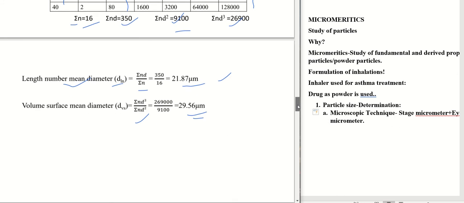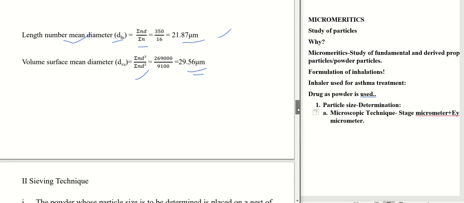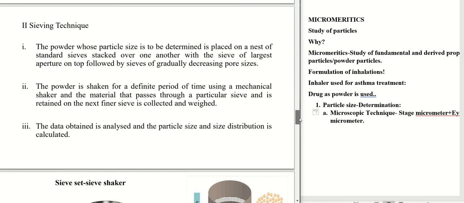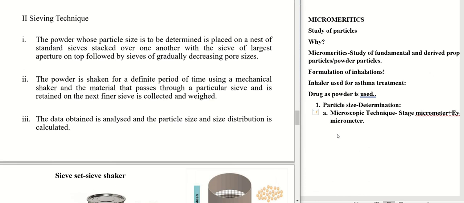So this is about the electron microscopic technique, where we get data by using the stage micrometer and the eyepiece micrometer, and thus we can calculate the particle size and the number of particles present in the given sample. And the next technique will be the sieving technique.